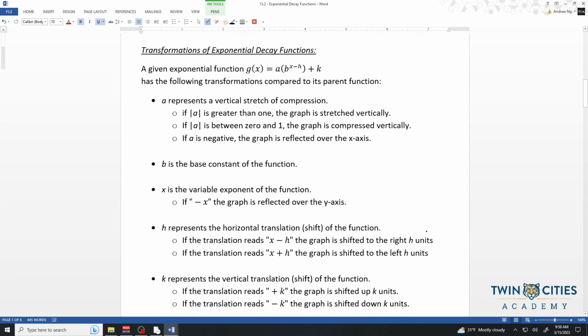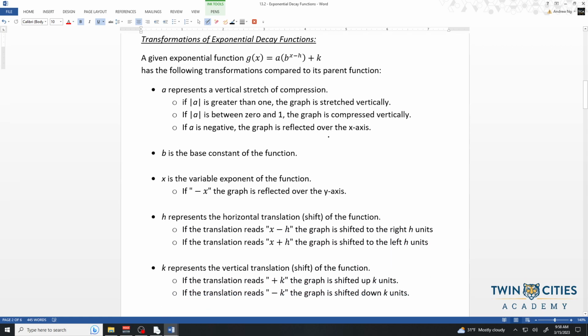Okay, and then transformations. This will be very, very similar to everything else we've done with transformations. g of x equals a times b to the x minus h plus k. Okay, this is my standard form for an exponential function. Again, a represents my vertical stretch or compression. If the absolute value of a is greater than 1, the graph is stretched vertically. If the absolute value of a is between 0 and 1, the graph is compressed vertically. And if a is negative, the graph is reflected over the x-axis. So this would be a vertical reflection.